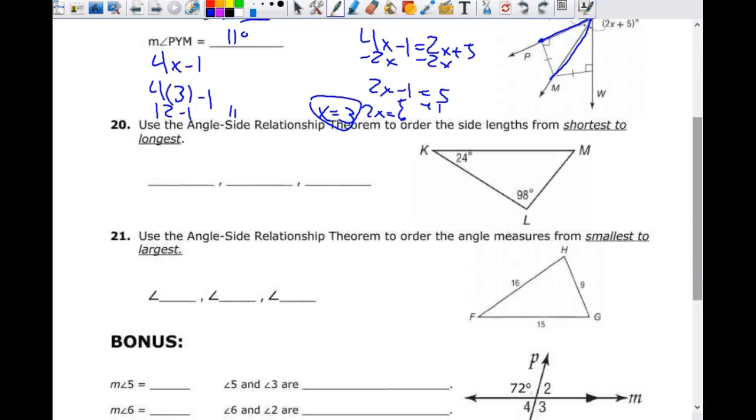Okay. These ones are pretty easy too. You have to figure out what are the biggest sides, from the side lengths from shortest to longest. We need to figure out what this angle is first. This plus this minus 180 will get us M. So let's do 24 plus 98. That's 12, that's 10, 12. So 122. 180 minus 122 is going to be, we need to borrow one here, 58. So we know this is 58.